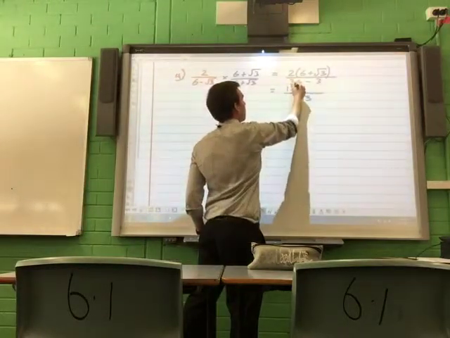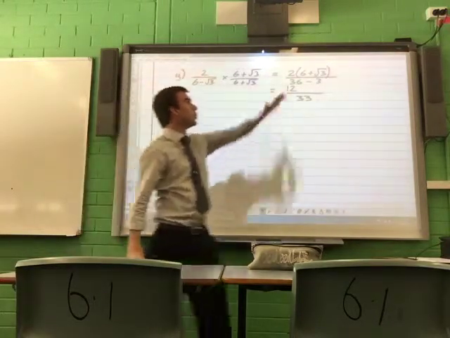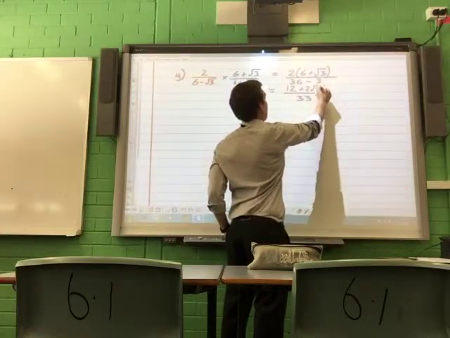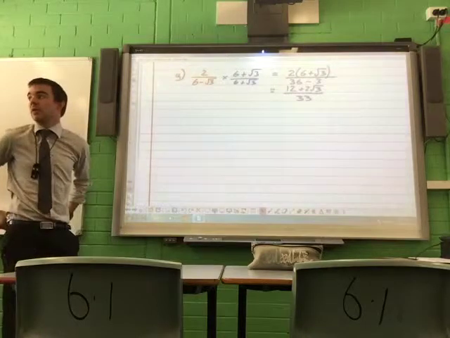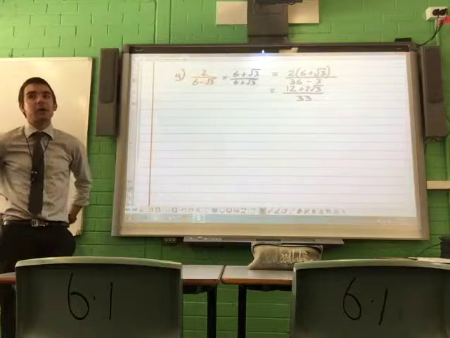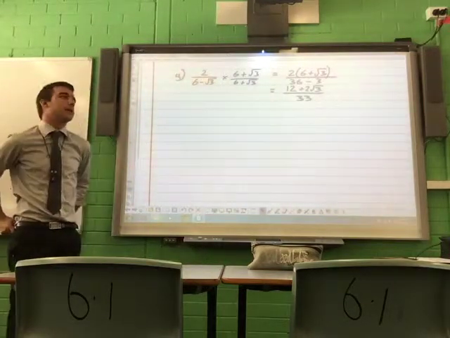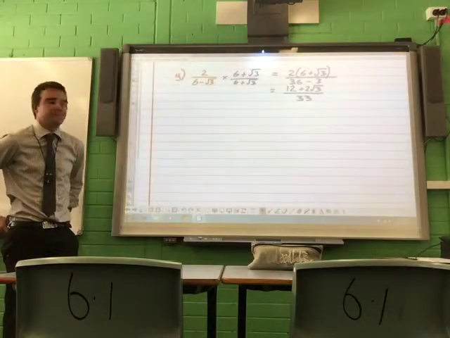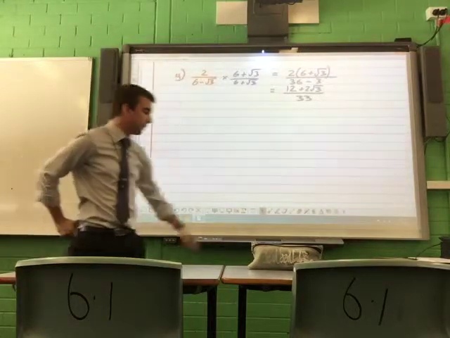2 times 6, 12. 2 times positive root 3. Okay, what I've done is I made the denominator rational. The numerator will still be rational in most cases, but we are rationalising the denominator. Just like we don't put a minus sign on the denominator, we don't always show a rational number in there.